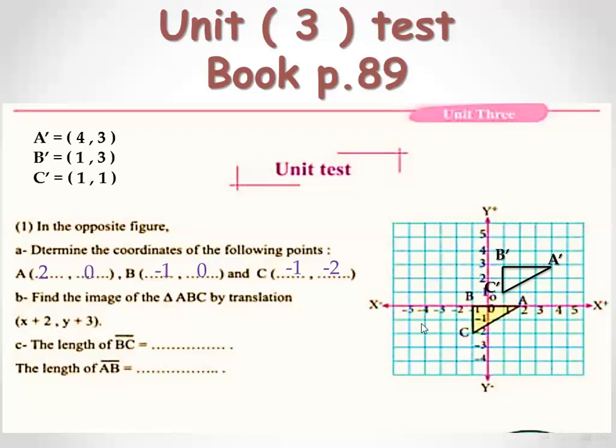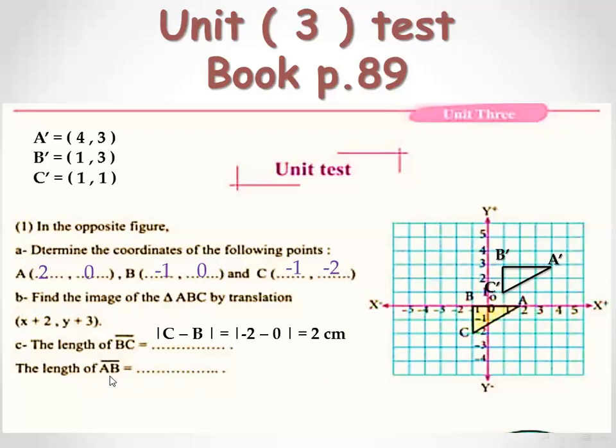The length of BC, he needs to know the length of BC. You can count the small squares or I can subtract C minus B. Look at C and B. You have a common number, negative 1 and negative 1. So you're going to subtract the other two numbers, negative 2 minus 0 equals 2.